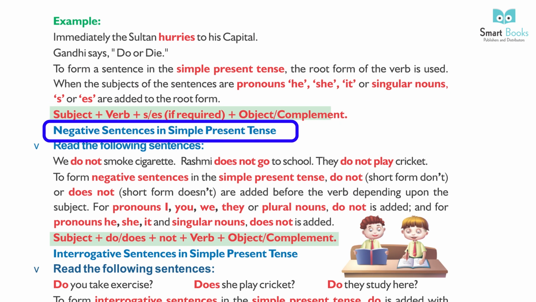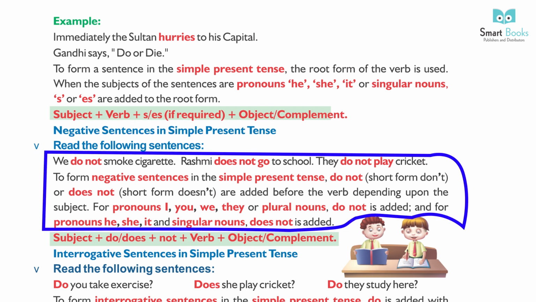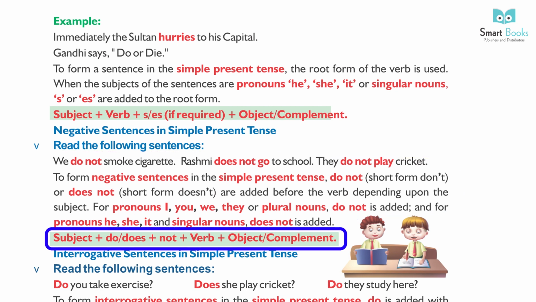Negative sentences in simple present tense. Read the following sentences. We do not smoke cigarettes. Rashmi does not go to school. They do not play cricket. To form negative sentences in the simple present tense, do not (short form don't) or does not (short form doesn't) is added before the verb depending upon the subject. For pronouns I, you, we, they or plural nouns, do not is added, and for pronouns he, she, it and singular nouns, does not is added. Subject plus do/does plus not plus verb plus object or complement.